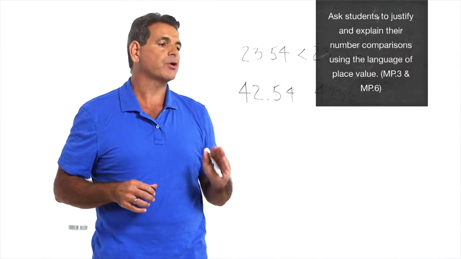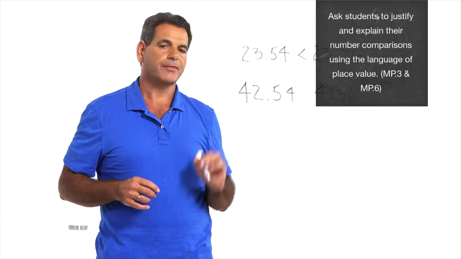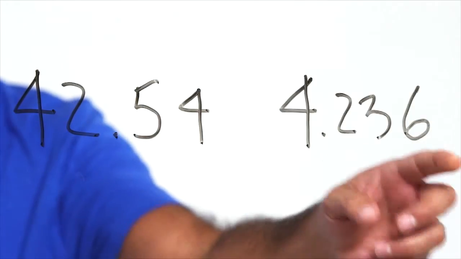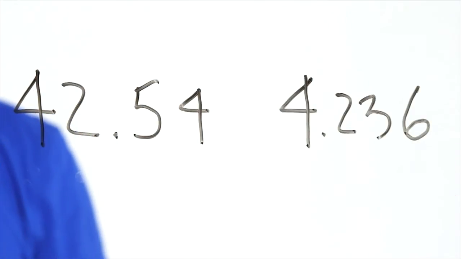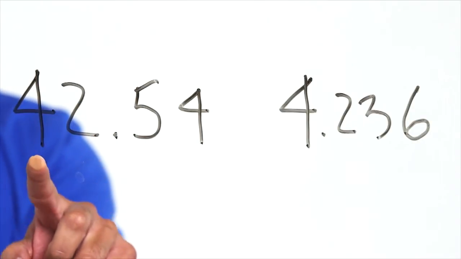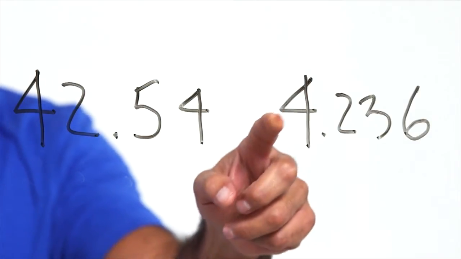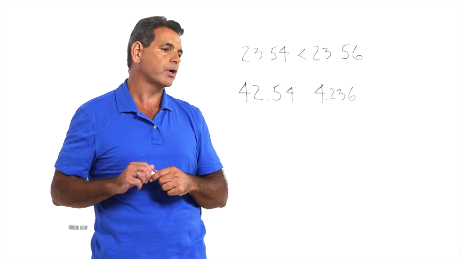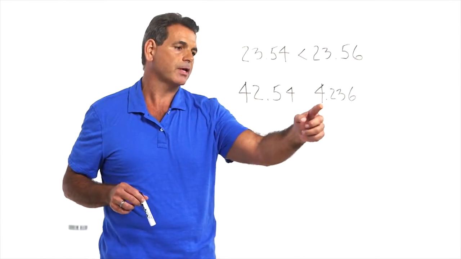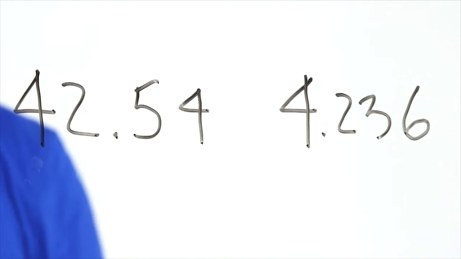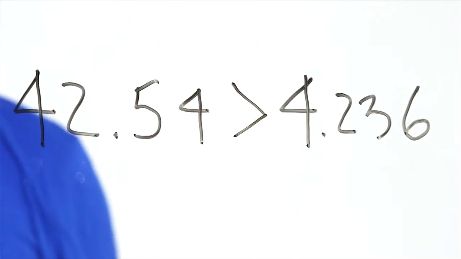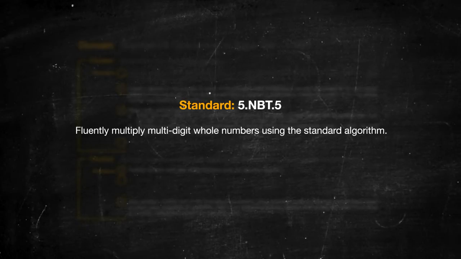Now, what can trip students up is a problem like this. 42.54 and 4.236. When we start at the left and compare, we have 4 tens in this number and no tens in this number. That's something the students will often have trouble with, thinking that this is a tens place because of the number of digits. So 42.54 is greater than 4.236. Let's move on to standard 5.